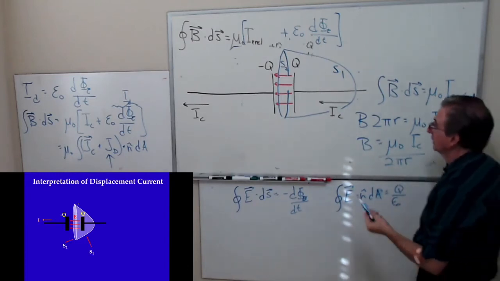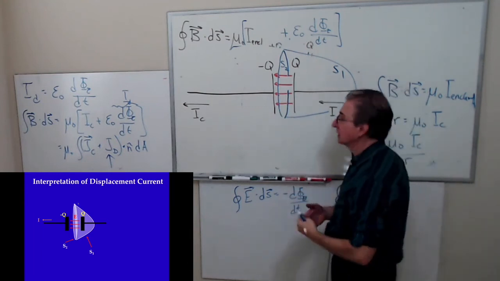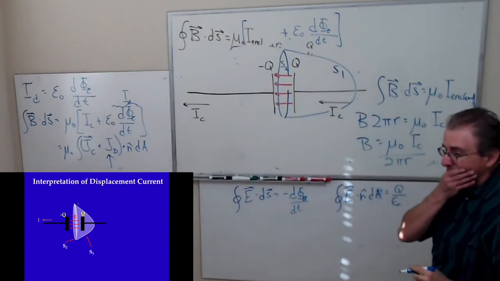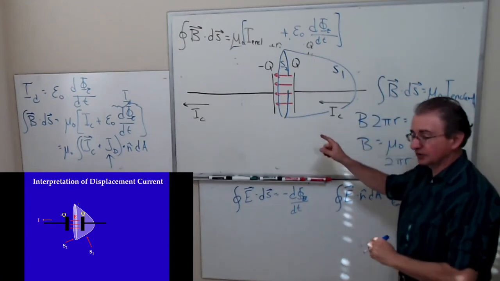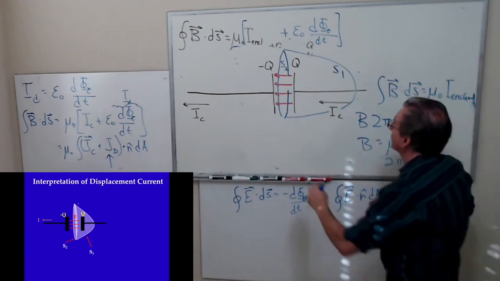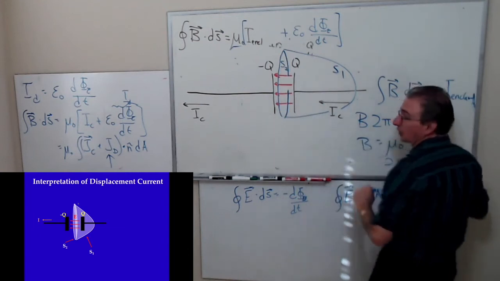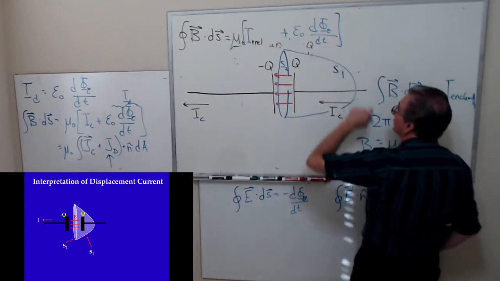Now, let's look at S2, which is the flat surface that's enclosed by the loop. When I look at the flat surface that's enclosed by the loop, the current does not penetrate this surface because we're in between the plates of the capacitor. That means I have to use this term.